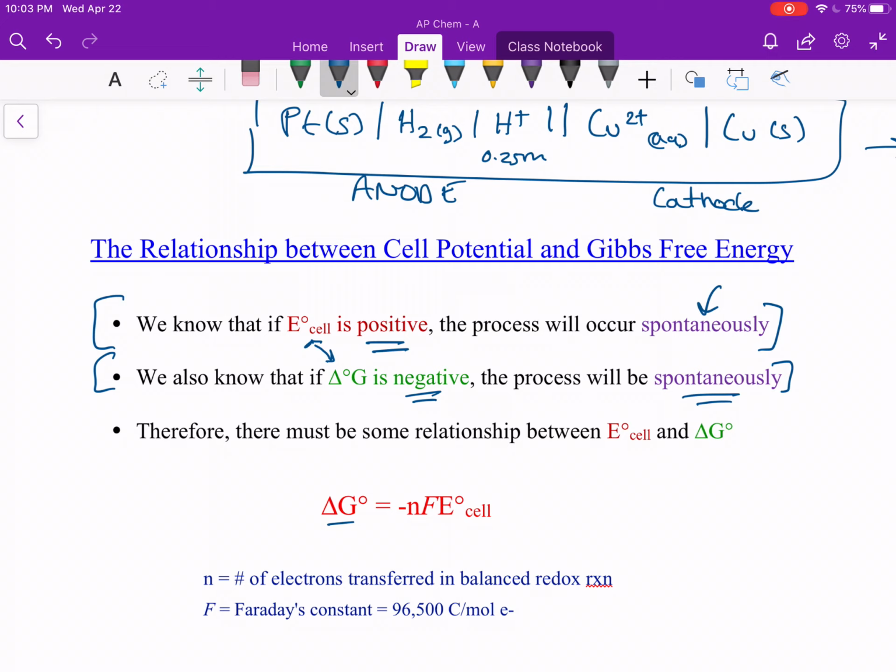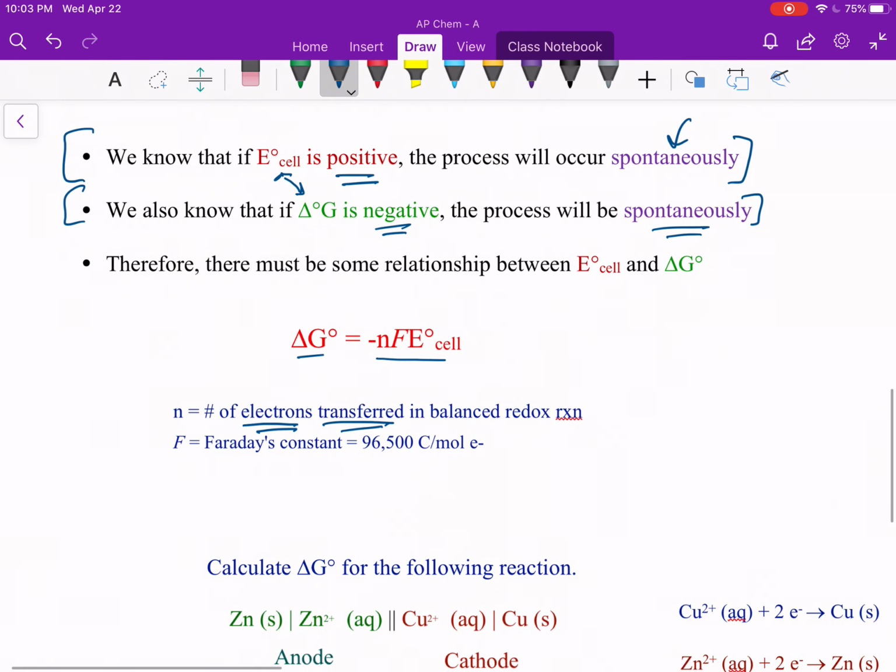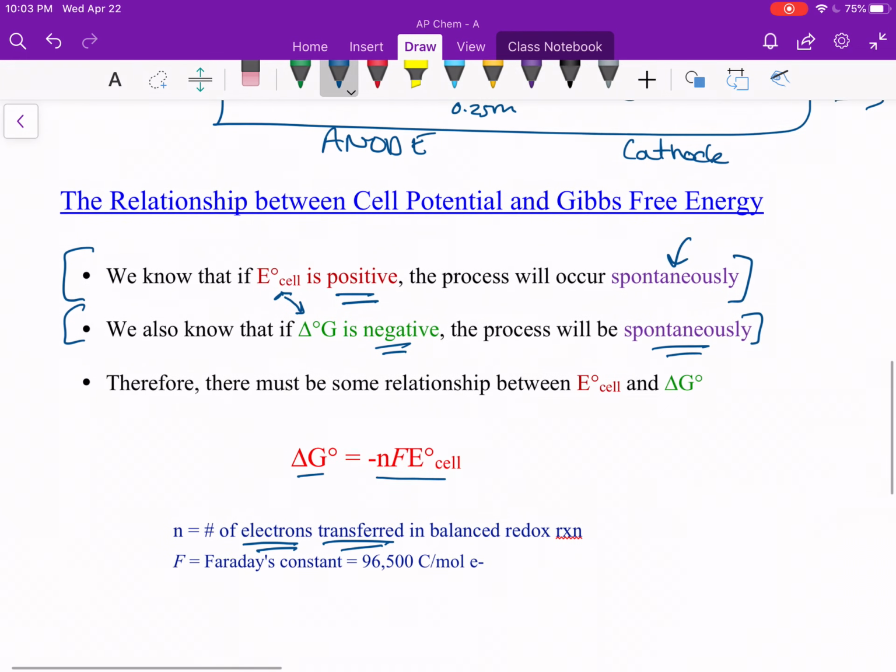The two things are related through this formula that we see here. We see delta G equals negative nF E naught cell. So it's a really simple equation. Now, n, as in PV equals nRT, represents the number of moles, but in this case, it's going to be the number of moles of electrons transferred during the balanced redox reaction.